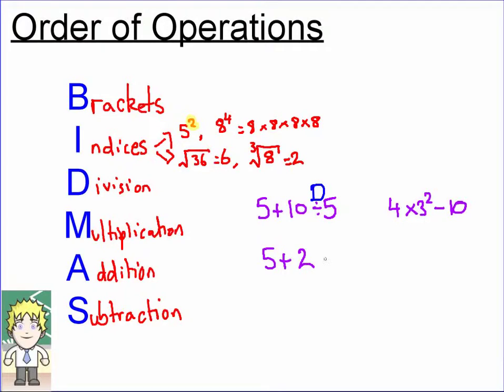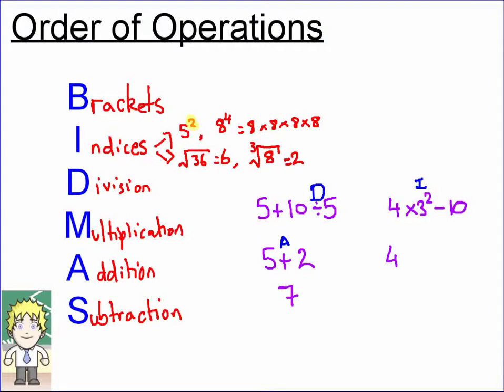So 5 plus 2 is 7. Looking at my second question now, I have no brackets. Do I have indices? Yep, because I've got 3 squared. So I'm going to do my indices first. I'm going to leave the 4, multiply by what 3 squared is, and 3 times 3 is 9.